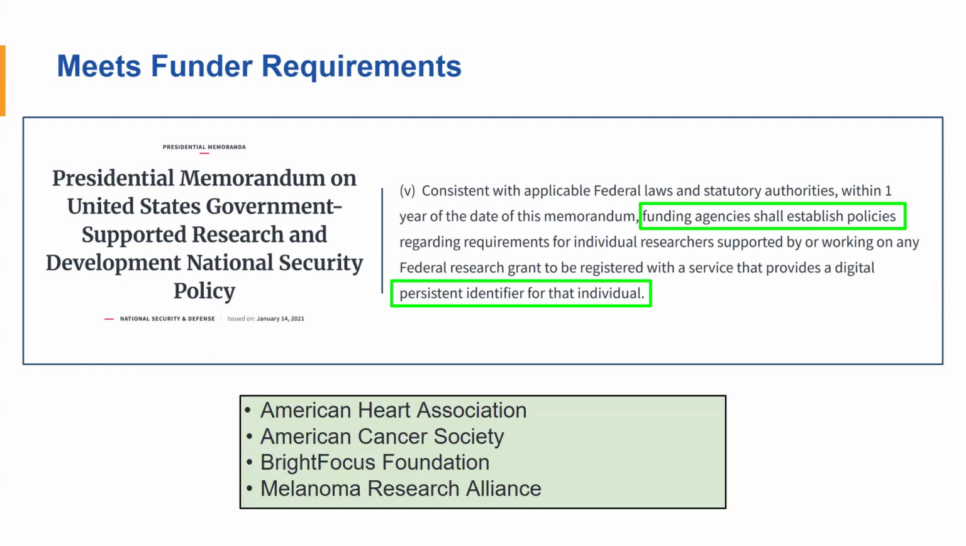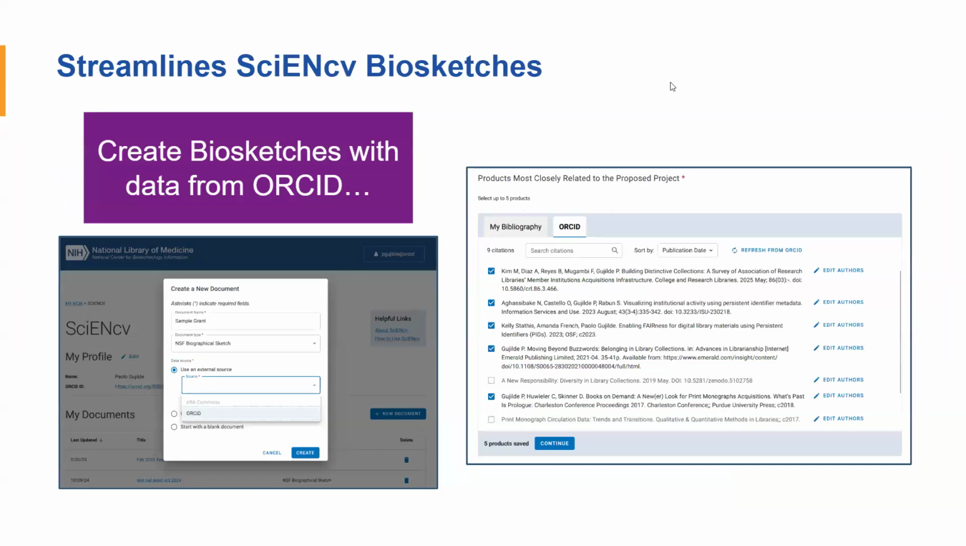All right, so now we've talked about funders. On the next slides, we'll talk a little bit more about SciENcv here. We talked a little bit earlier that in SciENcv, you can log in using your ORCID ID, but you can also use ORCID within SciENcv to grab your publications from your ORCID record to populate and create your biosketches.